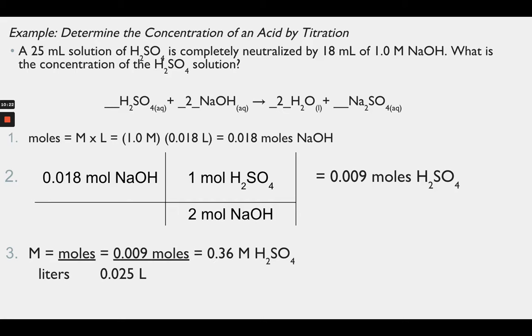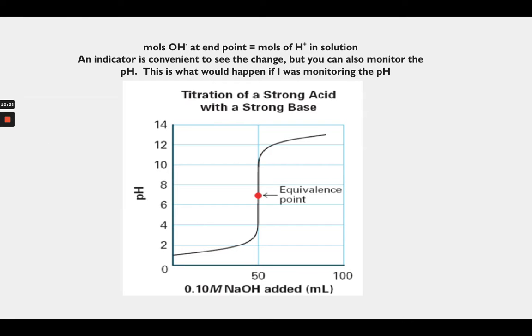Okay, now let me show you. This seems very complicated. Let me show you something that is a lot simpler, but let me tell you the reason why. First of all, remember, moles of hydroxide at the endpoint equals the moles of hydrogen in the solution. And an indicator is convenient to see when that change occurs because it will change color.